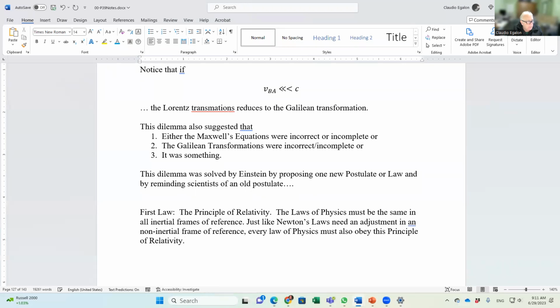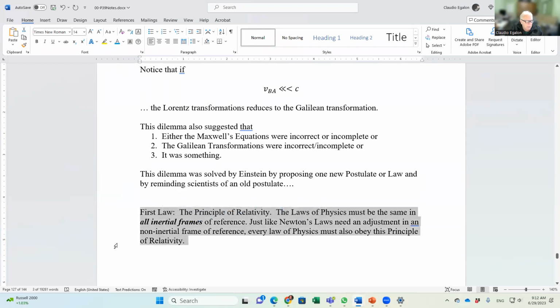Nothing new here, right? In mechanics, if we had no inertial frame of reference, we had to adjust Newton's second law of motion. Remember, the same in all inertial frames of reference. If the frame is not inertial, if the frame is accelerated, you have to be careful how you apply your laws of physics. That's just a reminder.